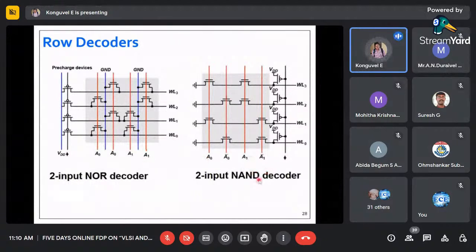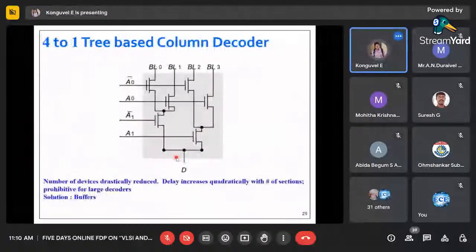Whereas in the NAND decoder, it works in a similar way, but here, whereas NOR is connected to supply, NAND we are giving to the ground. Right, pre-charge we give here, to enable the devices. There is a difference between the NOR and NAND decoder. So other types of decoders are also here.